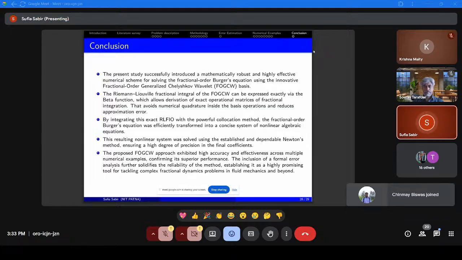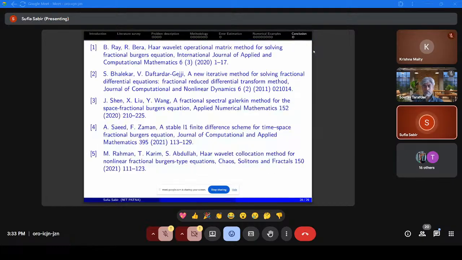We have presented several numerical examples to show the efficiency of our proposed approach. Error analysis is also discussed, establishing our proposed approach as a highly promising tool for tackling complex fractional dynamics problems. These are some of the literature surveyed.